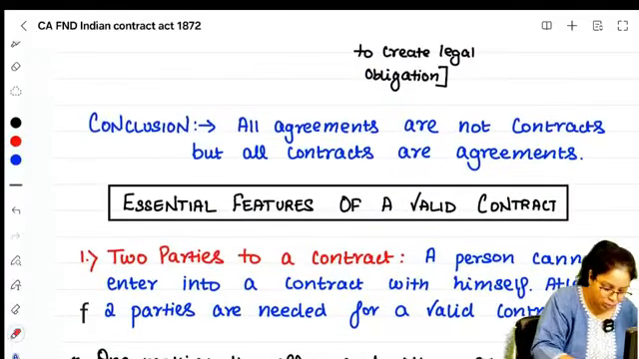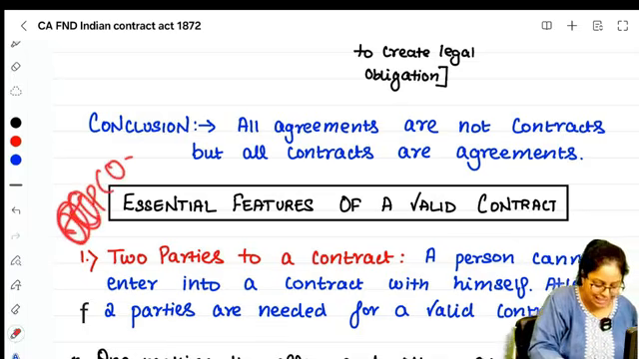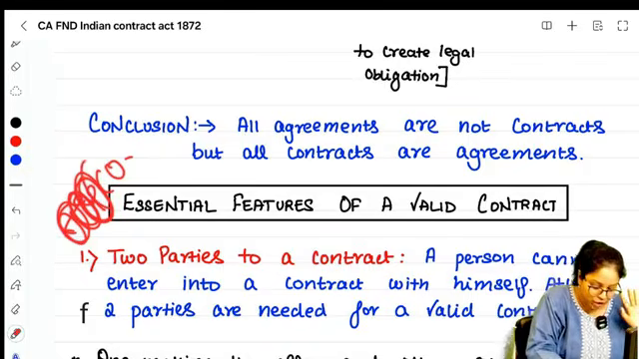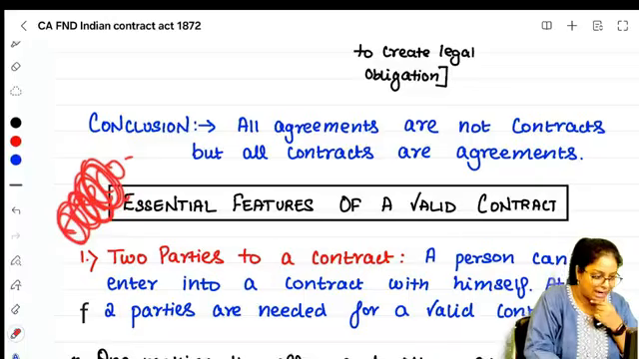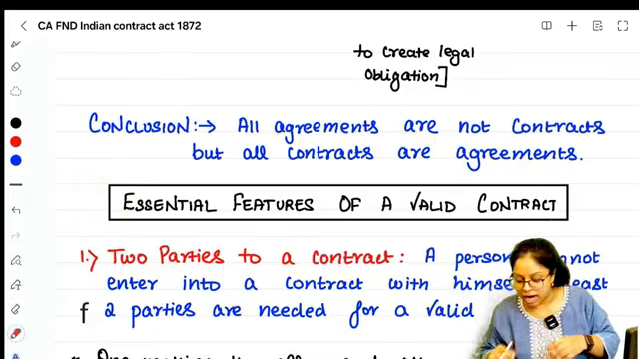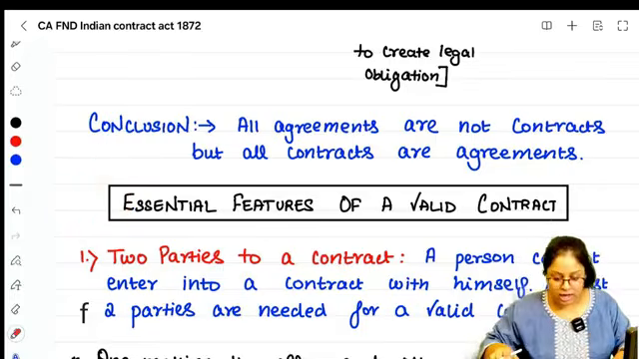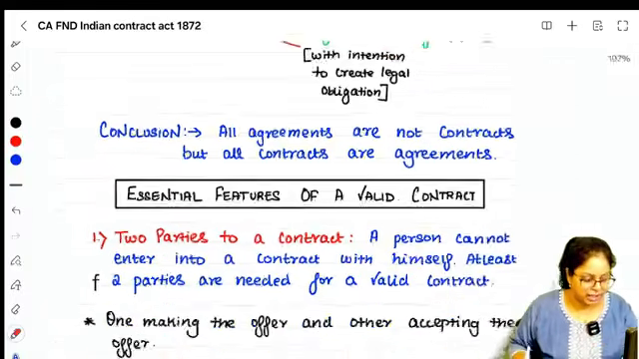And the mnemonic for this was TIPCO, right? T stands for 2 parties. I stands for intention to create legal obligation. P stands for possibility of performance. And C stands for certainty of meaning. And O stands for other formalities. Is it absolutely clear? Can we go on to the next?